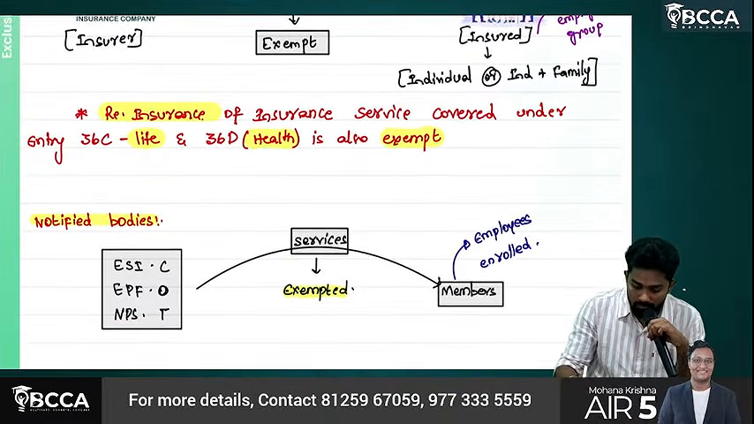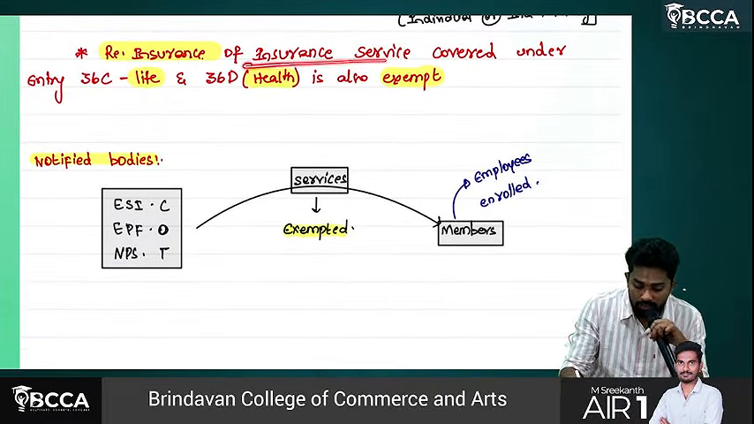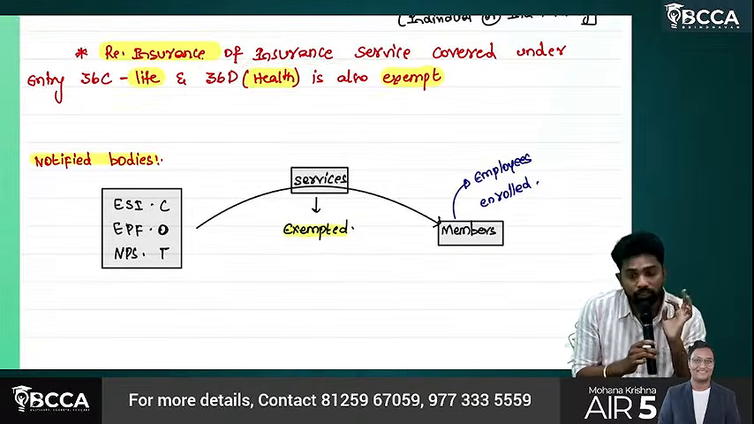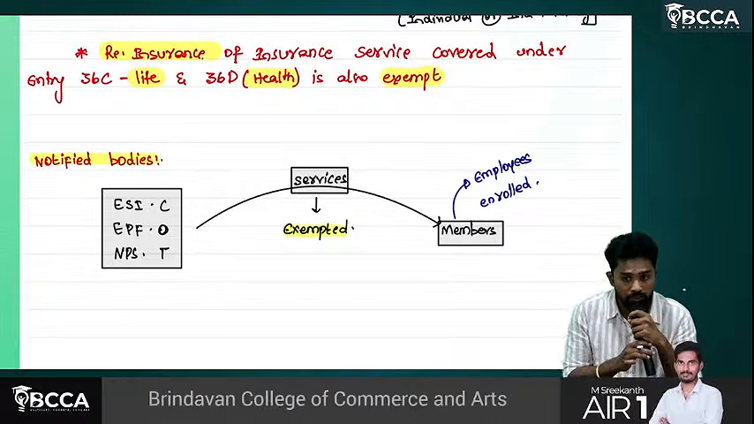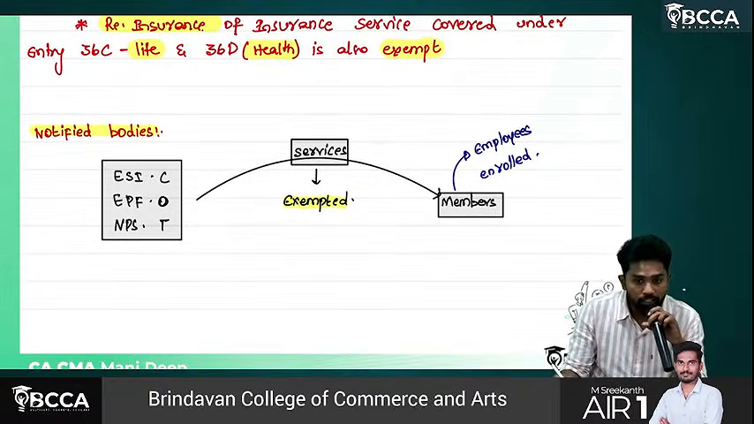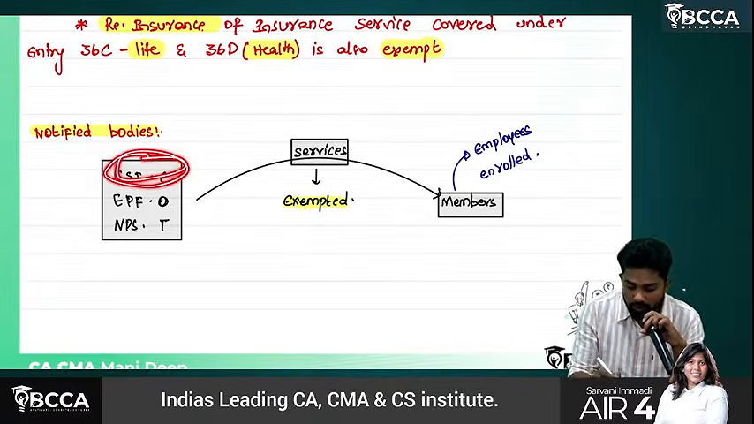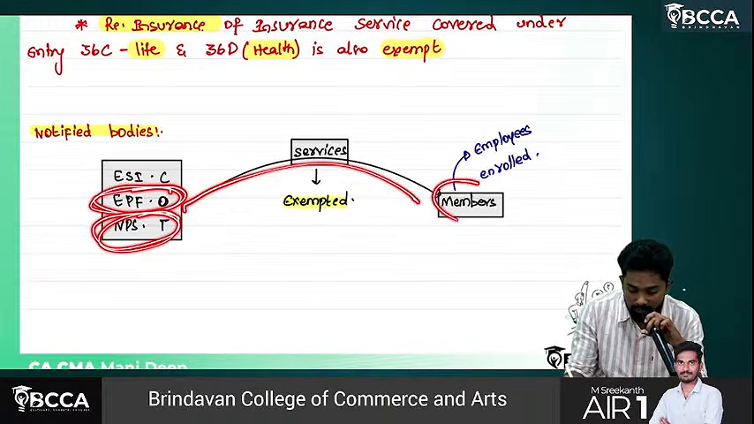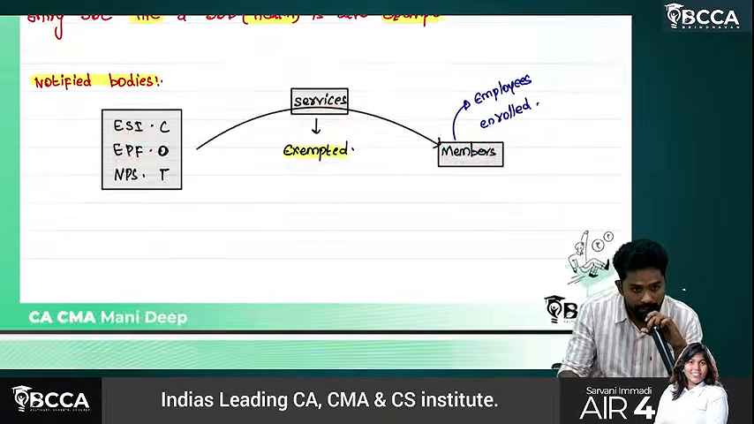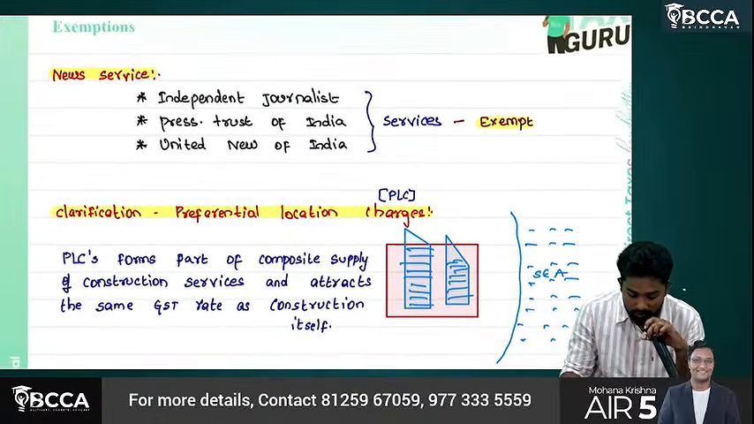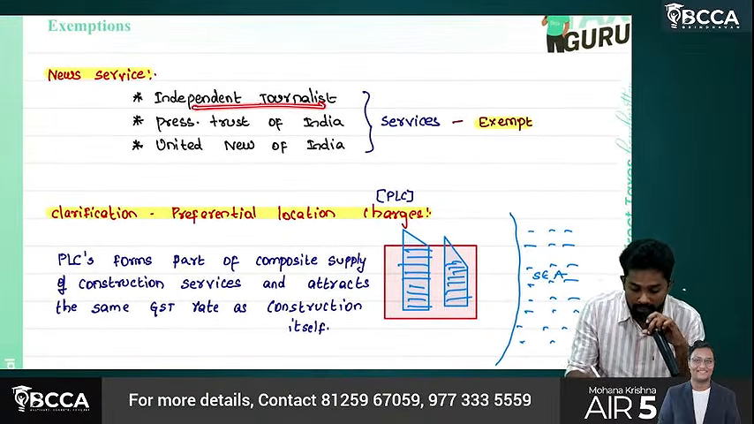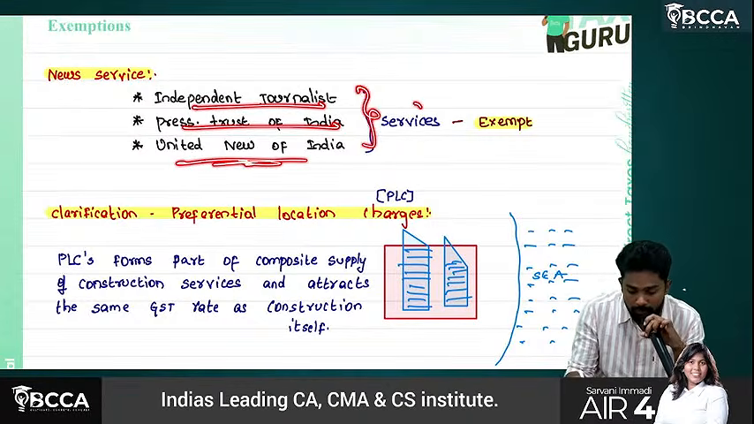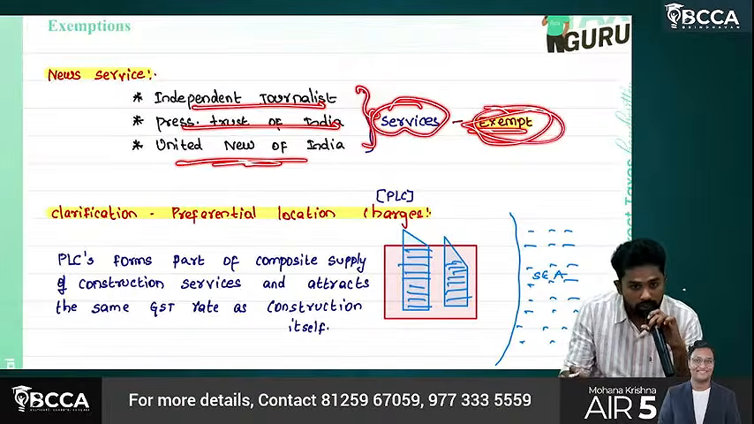Then even reinsurance of this life and health insurance service is also exempted. Since the main insurance is exempted, reinsurance of life and health is also exempted. Then notified bodies like Employee State Insurance Corporation, Employee Provident Fund Organization or NPS Trust, when they are providing services to members, their services are exempted. Then news services: when an independent journalist, Press Trust of India or United News of India provide services, their services are also exempted.